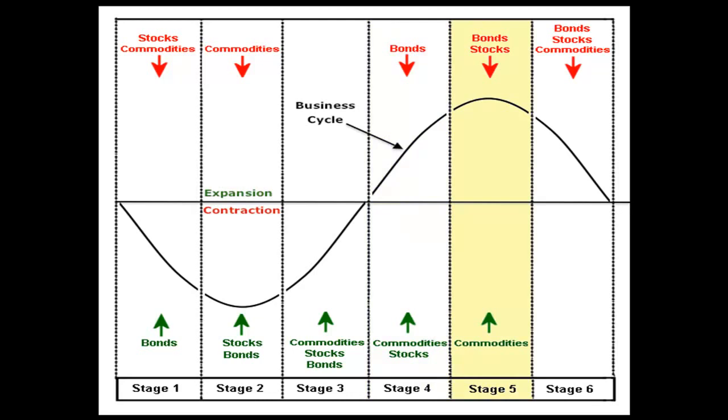Moving on to stage 5, this marks a peak in economic growth in the stock market. Even though the expansion continues, the economy grows at a slower pace because rising interest rates and rising commodity prices take their toll. Stocks anticipate a contraction phase by peaking before the expansion actually ends. Commodities remain strong and peak after stocks.